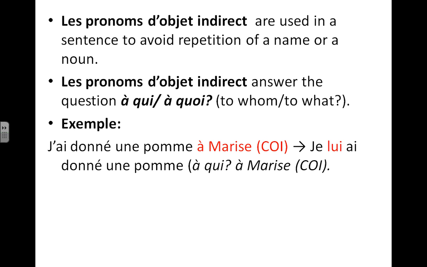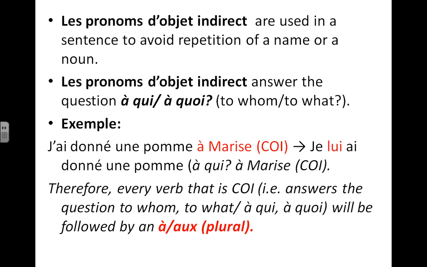Let me give you an example. J'ai donné une pomme à Maryse. À qui j'ai donné une pomme? À Maryse. I gave an apple to someone. To whom? À Maryse. So that's your COI. Je lui ai donné une pomme. À qui? À Maryse. Okay?